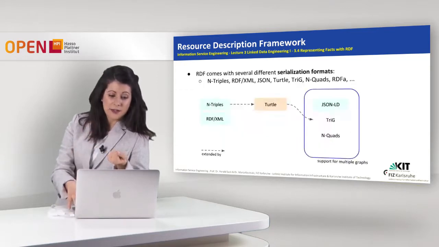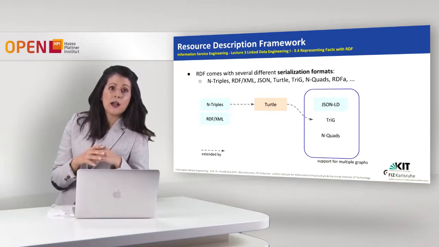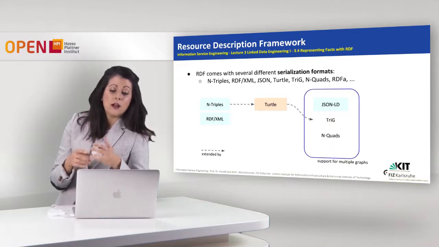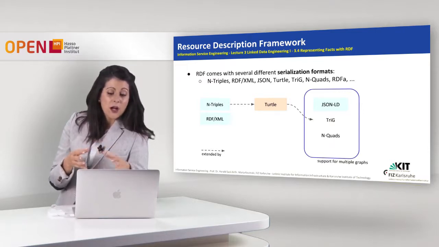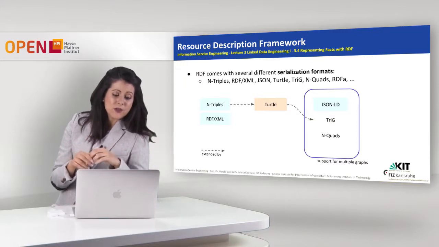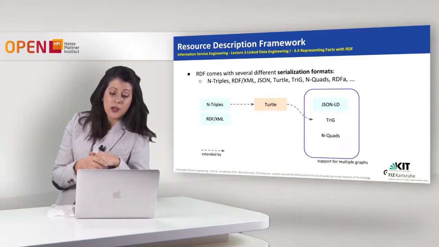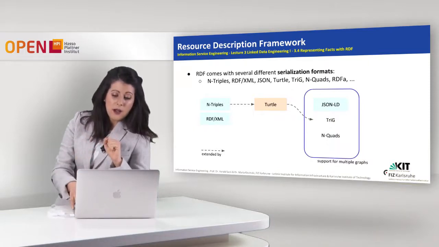for some specific tasks. And here we see how many different serializations or formats we have for RDF. So we have N-Triples, RDF/XML, JSON-LD, Turtle, TriG, N-Quads, RDFa, and many more. First there were N-Triples and RDF/XML, and then the N-Triples were extended into the Turtle format, and then to TriG. So the ones on the right, JSON-LD, TriG, and N-Quads, are the models that support multiple graphs.